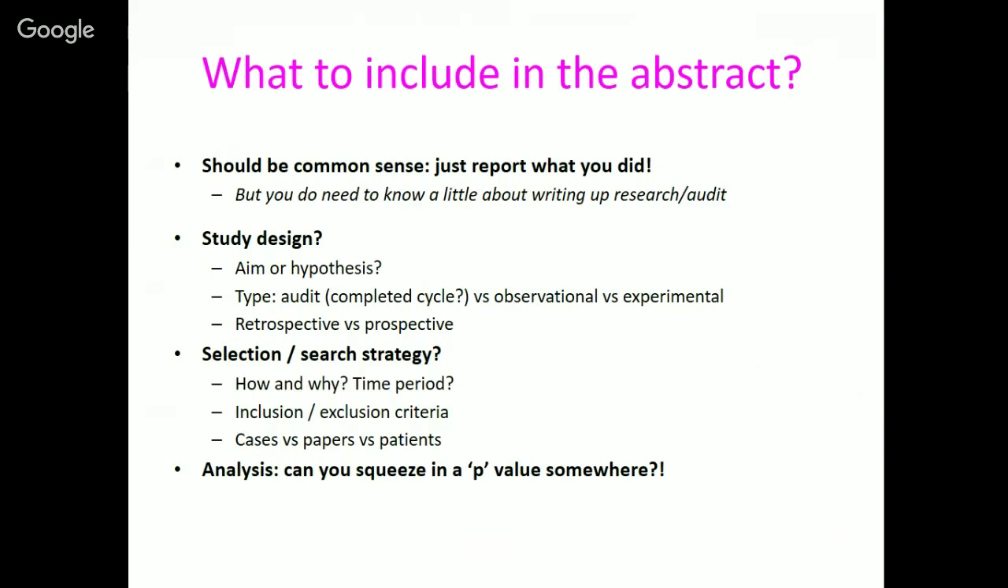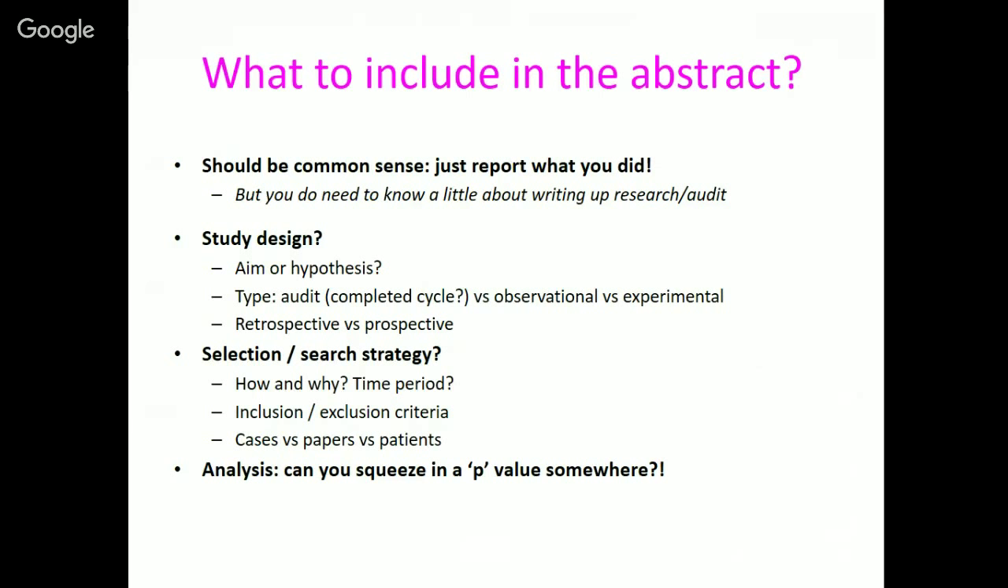Was it an observational study, an experimental study? Were you looking prospectively as cases happened and collected them? Or were you retrospectively looking back in the past and reviewing cases from a time previously? And if you're conducting a review and you're selecting papers to include, how did you select them? What was your search strategy? What was the time period? Why did you include or exclude studies? And what were the number of cases versus papers versus patients?